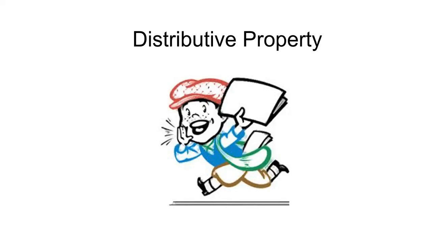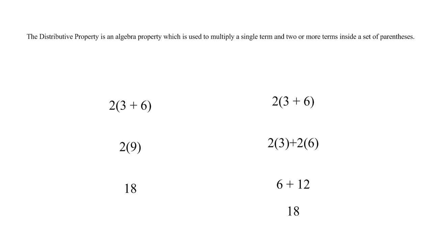Alright, what we're going to take a look at is what we call the distributive property. Distribute, just like this man distributes papers. What the distributive property does is it is an algebraic property which allows us to use multiplication in a single term or with multiple terms inside of parentheses. It's also known as scalar multiplication. So you're scaling something, you're increasing it by a scale.